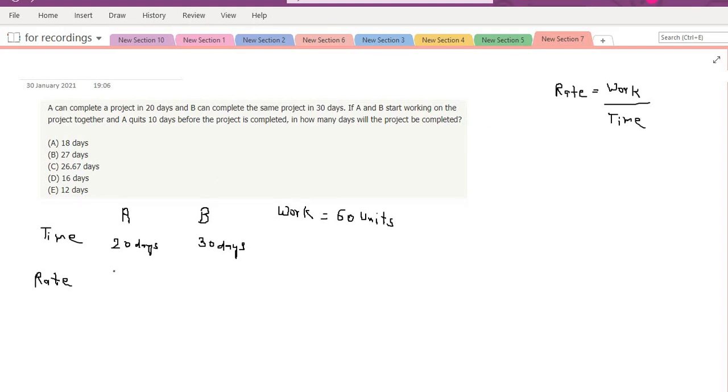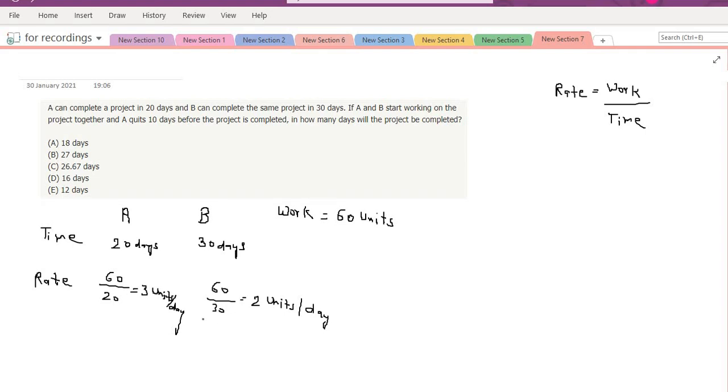So the rate of A will be total work, 60, divided by total time taken, 20, which is 3. We can say that A finishes 3 units of work in 1 day. Similarly, the rate of B will be 60 by 30, which is 2. That means B finishes 2 units of work per day. That's how we understand rate.